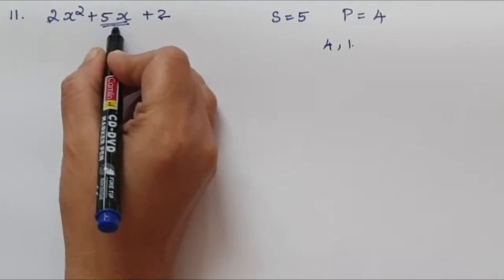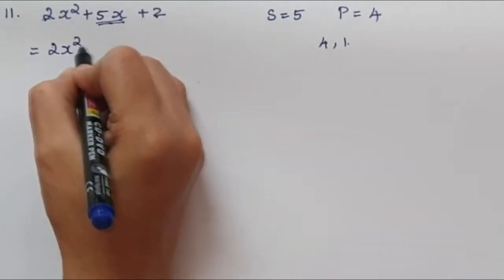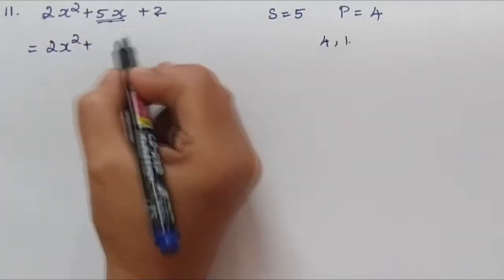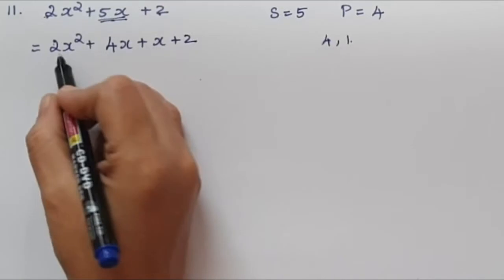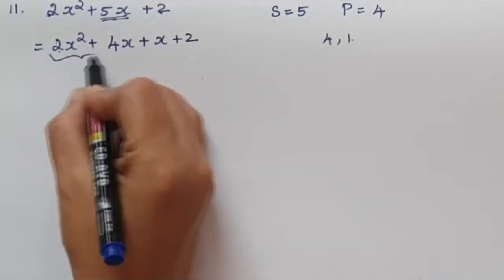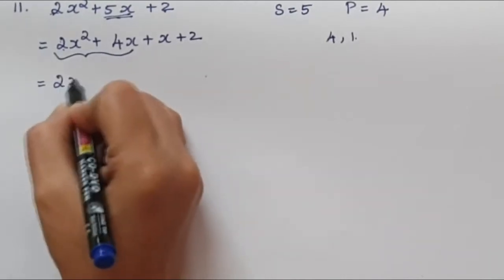So now we are going to split the middle term and write. So we'll be writing this as 2x squared and then this 5x we'll split and write it as 4x plus x plus 2. Now in these first two terms, we need to find the common terms. So it is 2x is common.